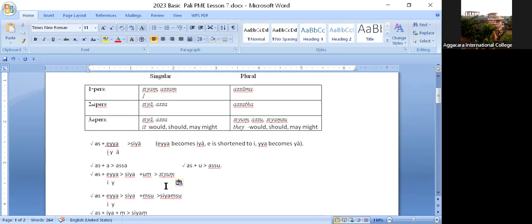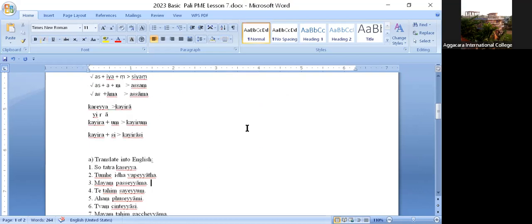For this, you just need to understand that such changes can take place, and it means that it will be, it should be, it might be. Or they will be, they should be, they might be. This one will come when we read some of the suttas. But I think maybe not in this lesson 7 in Pali Made Easy. But this sometimes happens in the suttas, all right? So at least you see, you understand it, right?